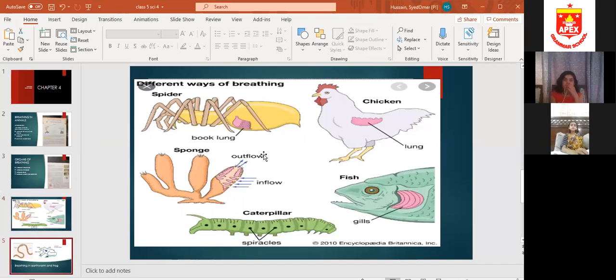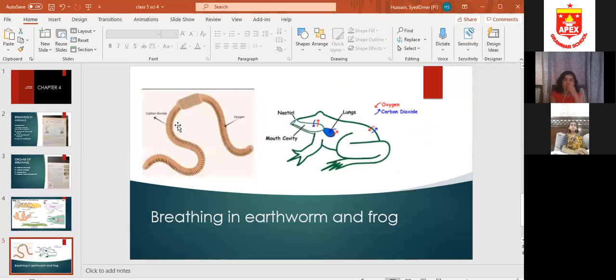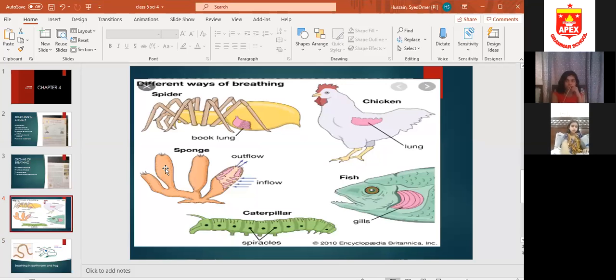It breathes in oxygen, it breathes out carbon dioxide. So the major gas we read about, which gas is breathed in by animals and which is breathed out: the same gas, oxygen, is breathed in, and the same gas, carbon dioxide, is breathed out.